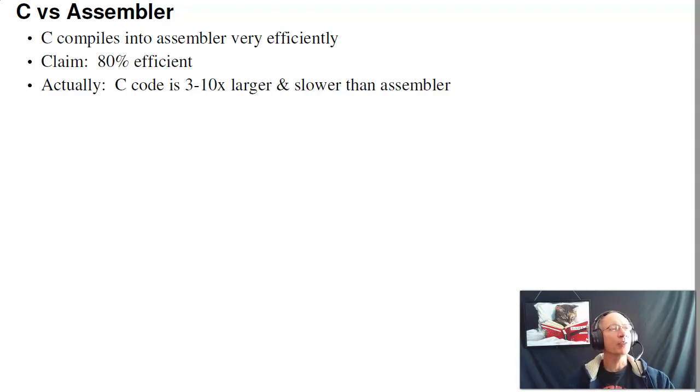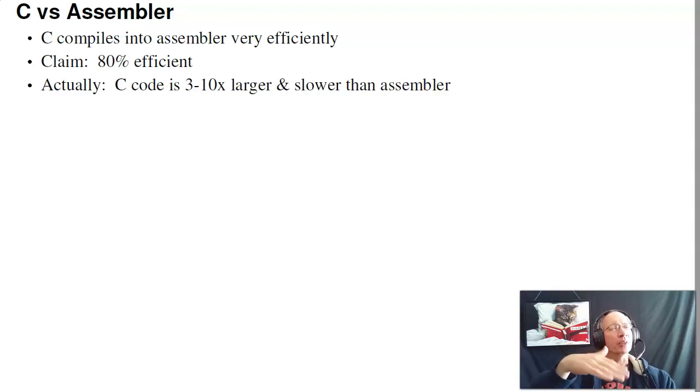Also, for C versus assembler, we've been looking at assembler. Assembler is very fast, very efficient, but really hard to use. But the reason we use C is it compiles very efficiently into assembler. The compiler claims it's 80% efficient, and like most manufacturers, they lie. If you compile your C code, you're going to find out it's about 3 to 10 times larger than assembly. That's fairly typical. Every time you go up a level, the code size increases 3 to 10 times, and execution is 3 to 10 times slower.